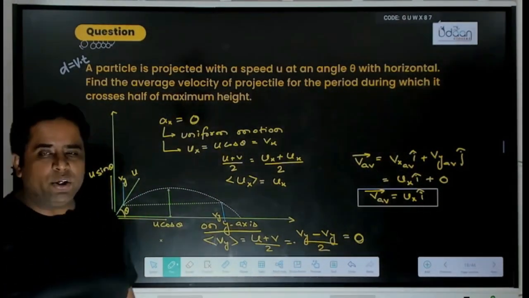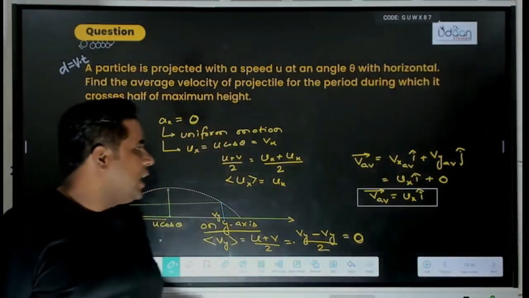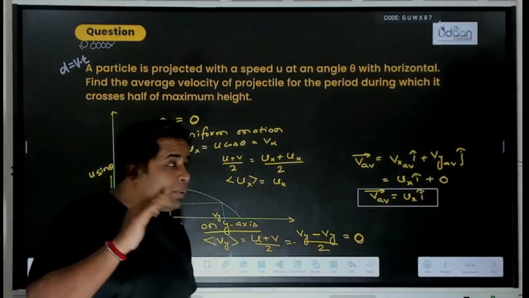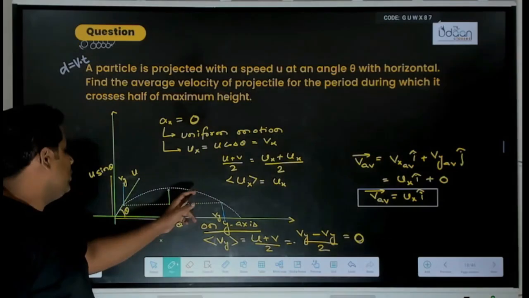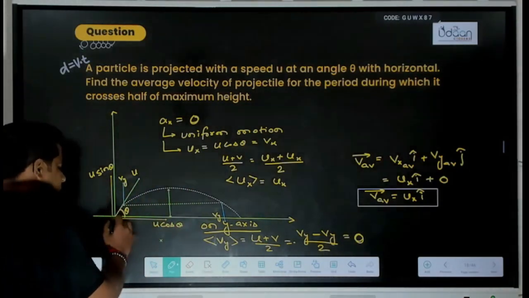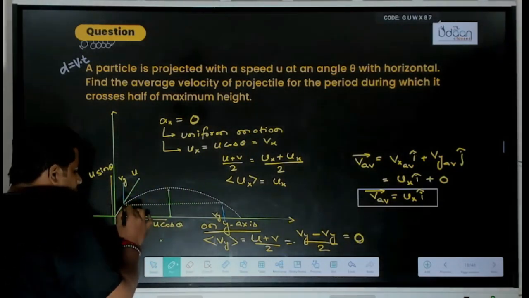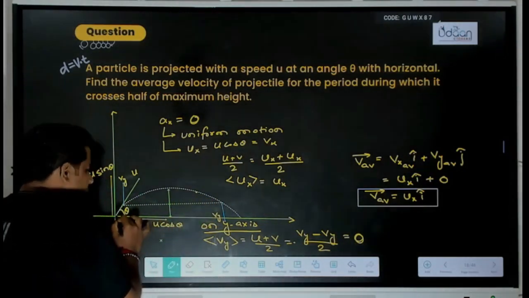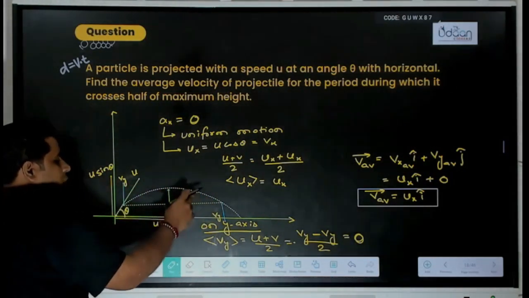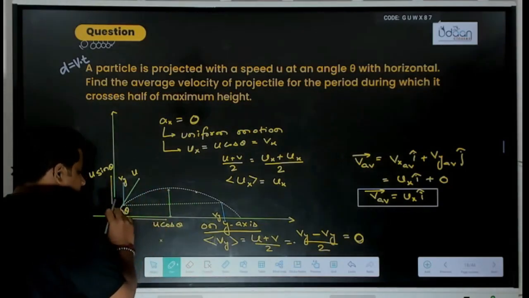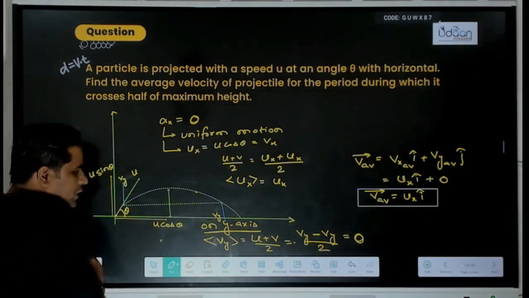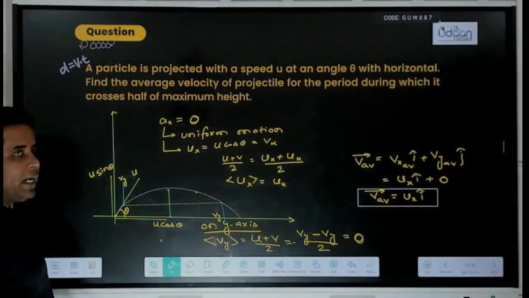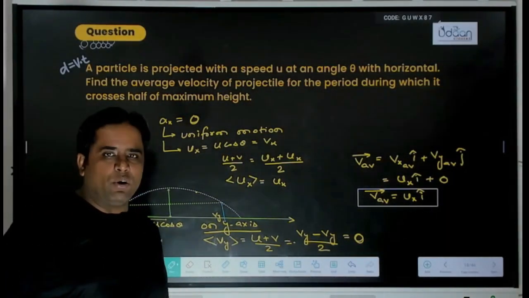Suppose I am telling you that on the same height, how are you going to find out? You are going to follow this way. But suppose I am asking you for this height, what is the average value of velocity between this point and this point? In that case, you need to find out the value of velocity here, and the value of velocity here, and just apply it in this formula. You will get the average value of velocity.